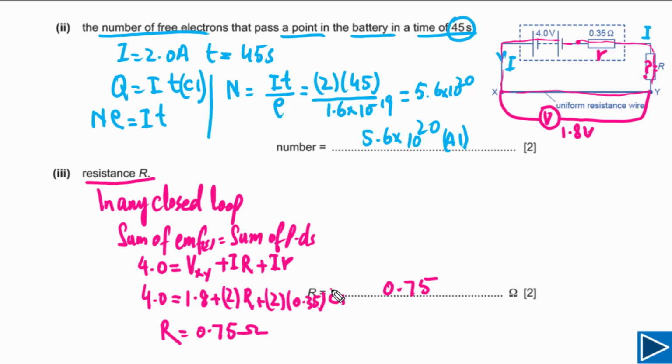And the first mark you will get if you have written this one. So this mark will be C1. And the second mark you will get if you have got the right answer. Simply speaking, if you got the right answer, you will get 2 marks for this question.